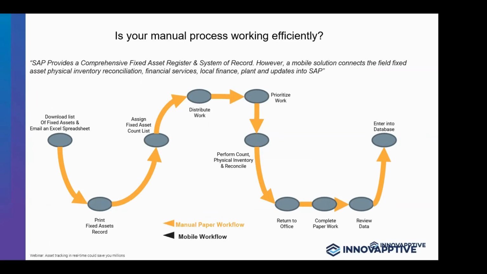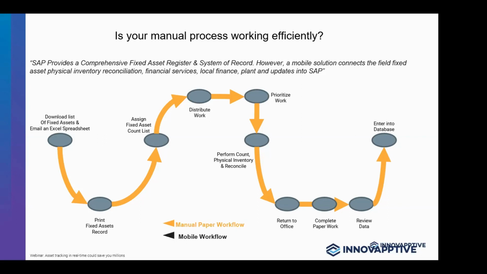So how do we get where we want to go? This is a different way of looking at the previous process. And you can see the yellow line represents the manual paper flow that I described in the previous slide. And this probably resonates with a lot of you. And you can see all of the manual touch points along the way.